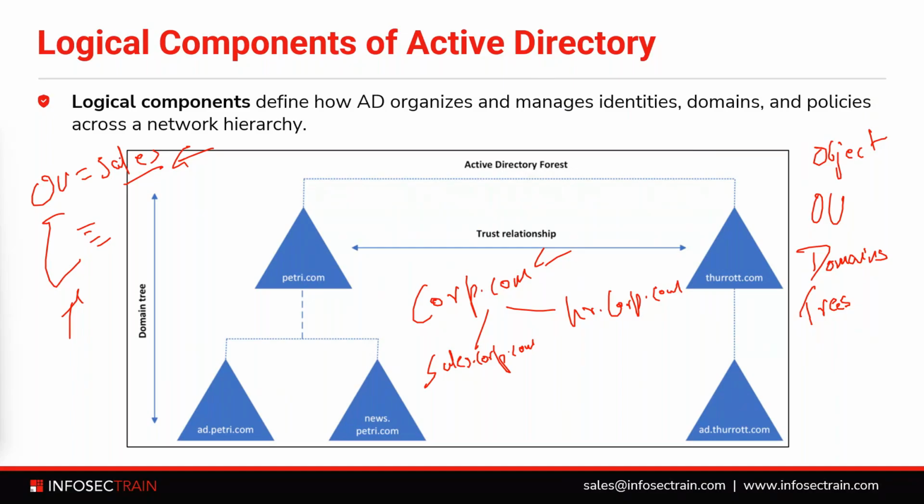Then we have something called forest. Forest is a top level container that holds one or more domain trees. All the domains in the forest share a common schema, right? And it can have multiple child domains. So the first domain that you create in an Active Directory network, that first domain is the name of the forest.